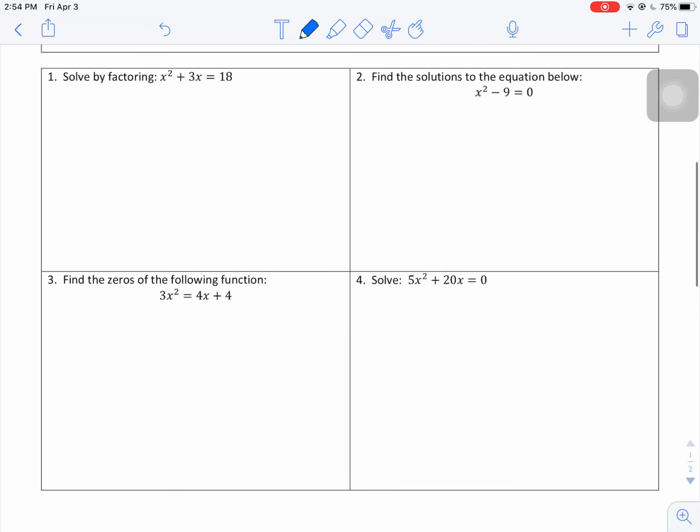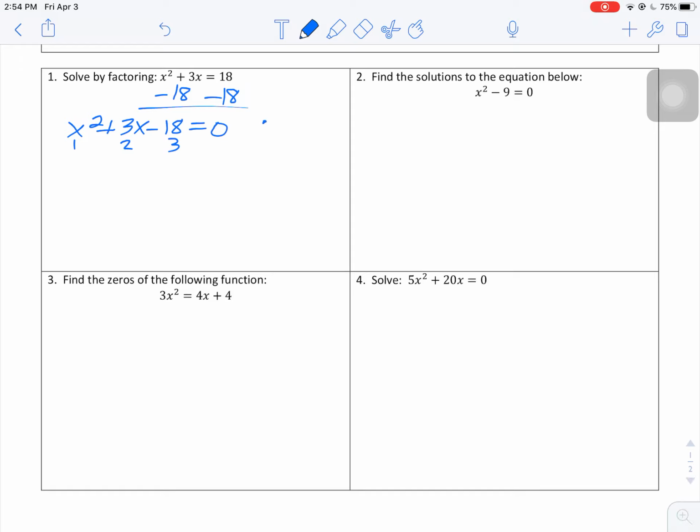On number 1, we want to get everything on one side equals 0. So I have to subtract 18 from both sides of the equation. And then we want to try to factor completely. So is there a GCF other than 1? No. How many terms do we see? 1, 2, 3. So this is a trinomial. The a value is 1, so it's a basic trinomial.